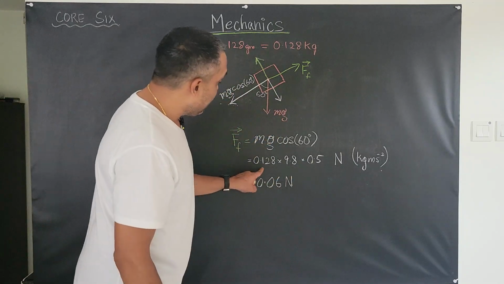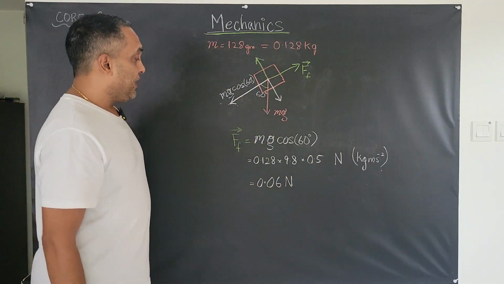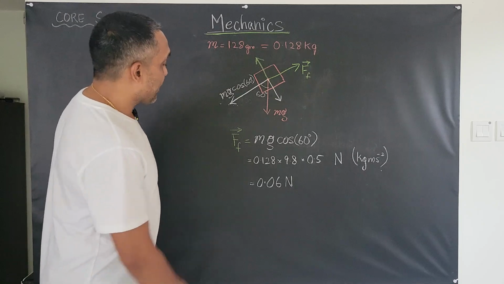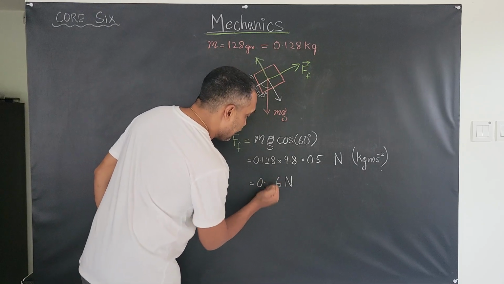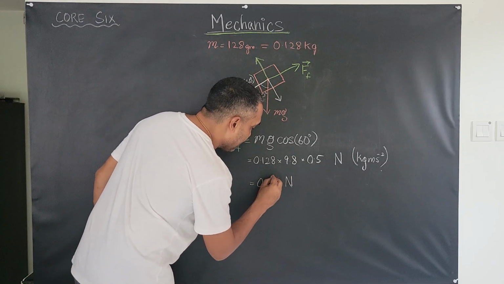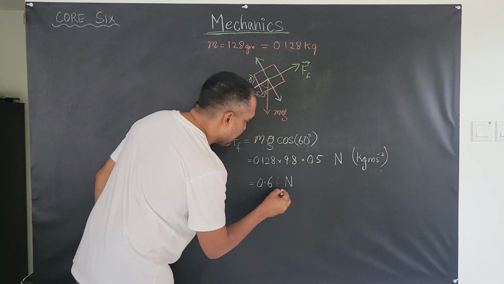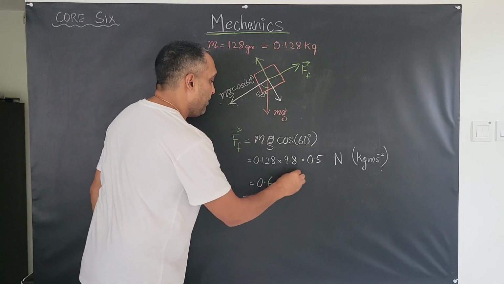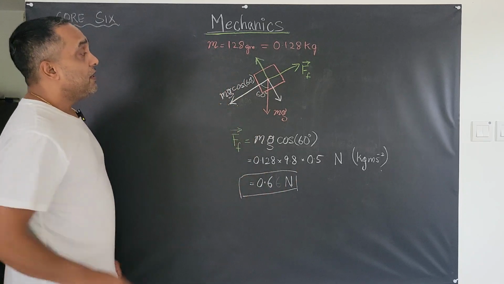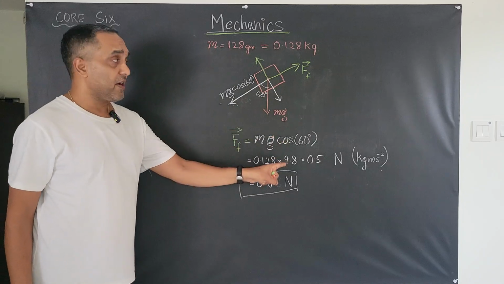So half of 0.128 is 0.06, actually 0.6 newtons. Look at that. It's approximately 0.6 newtons. And that would be the reactive force. And that's how you calculate it, representing a free body diagram.